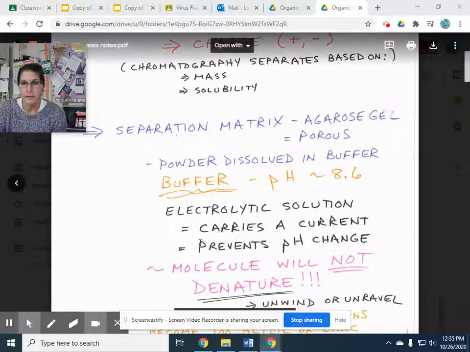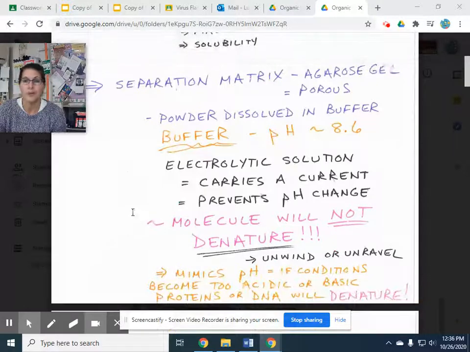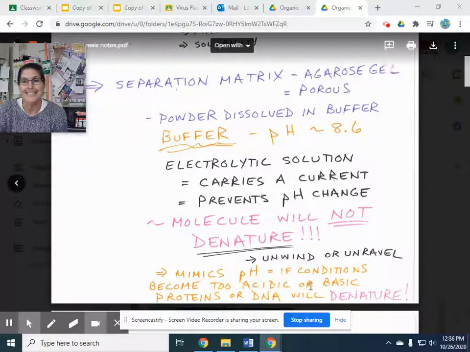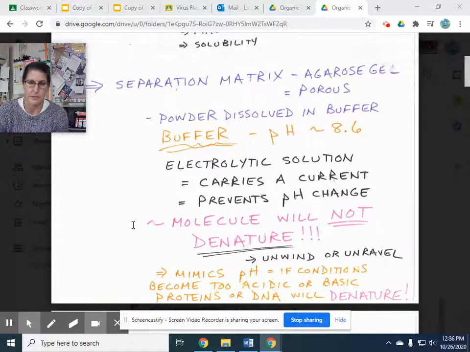And because of the buffer that we have, the molecules are not going to denature, which means they're not going to unwind, they're not going to unravel, they're not going to become destroyed. It's the pH where we need it to be. It's going to mimic the pH of the conditions that they're used to. So if it becomes too acidic or too basic, proteins or DNA will denature. That's one of the words that you guys are going to hear within this particular section. It just means that they get destroyed.